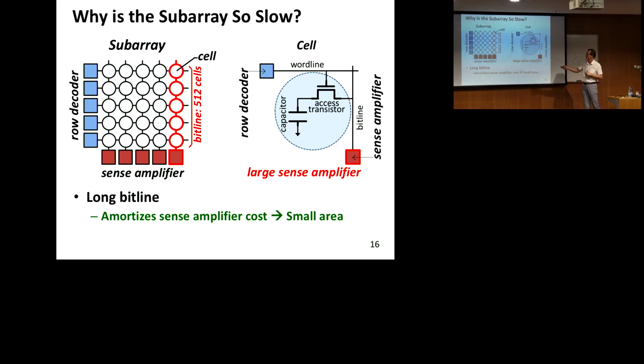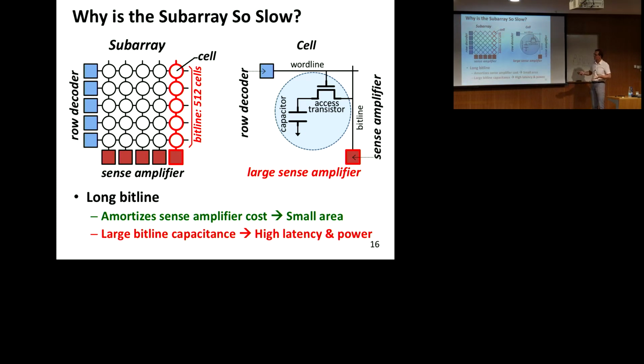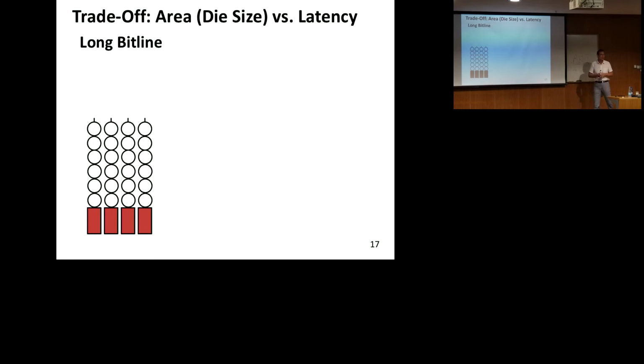So let's break it into 512 and have local sensing structures. But even this is too long. Large bitline capacitance, because of the 512 cells or 1,024 cells, leads to high latency and also high power. So can we actually reduce this? There's a very fundamental trade-off between area and latency, and it's very hard to break this trade-off.